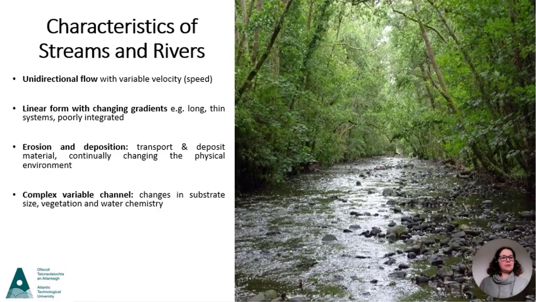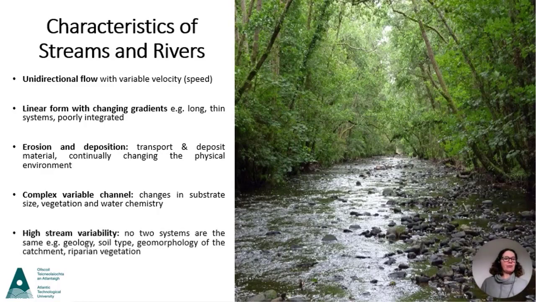They are complex systems. We have changing substrate, they vary in size, we have different types of vegetation throughout our channels, and we also then have different types of water chemistry. And there's lots of high stream variability because of these different complex variable channel types. So in reality, no two systems are the same. And this is because they have different geology, soil types, geomorphology within the catchment and riparian vegetation. But they also then all have different land use types alongside.